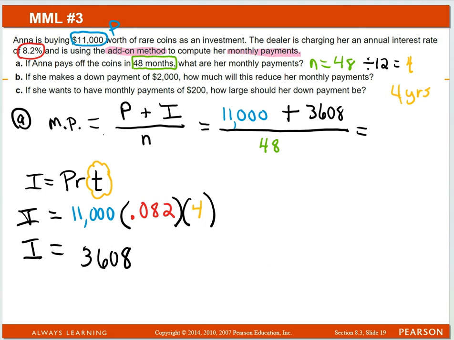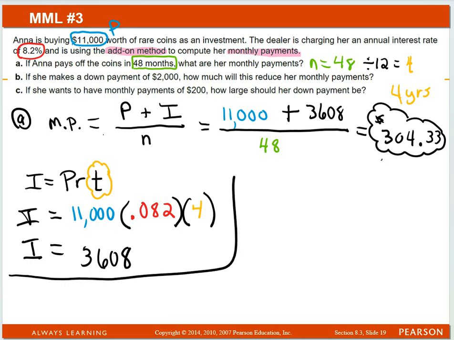Almost every question that you're going to work in this chapter involves money. So you're always going to be rounding to the nearest cent, which is the nearest penny, which is the nearest hundredth. And so this works out to be $304.33. That is the monthly payment that she's going to have to make in order to pay off this loan in 48 months. So that's part A.